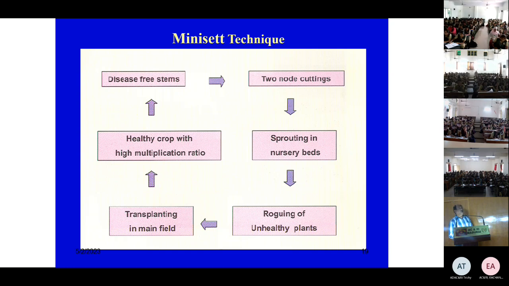Then the sets are transplanted to the main field at the age of 1 month, 30 days. The healthy crop with high multiplication ratio. So in the mini set technique, the ratio is almost 1:60, whereas in the traditional technique, 1:10 ratio. So mini set technique, 1:60.